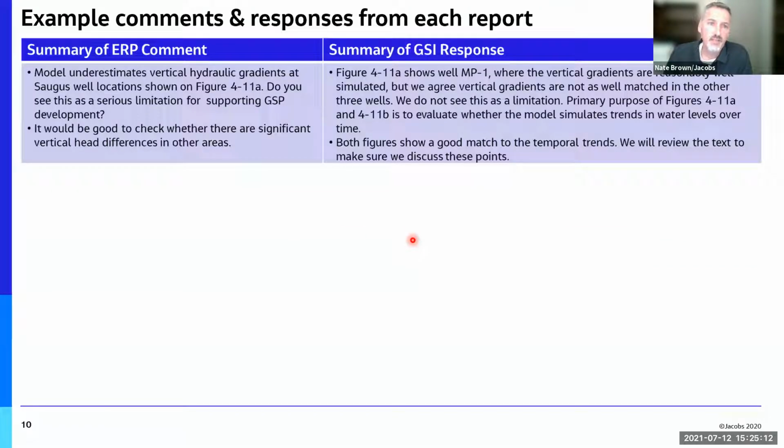What I'm doing here is showing an example, a summary of some comments from each of the documents, just to give you a feel for the flow, the level of detail, the types of comments, and the detail in the responses. So here's an example from the groundwater flow model report. We had noted that the model underestimates the vertical hydraulic gradients at some of the well locations. We asked if you see this as a serious limitation for supporting the sustainability plan development, and suggested it would be good to check whether there are significant vertical head differences in other areas.